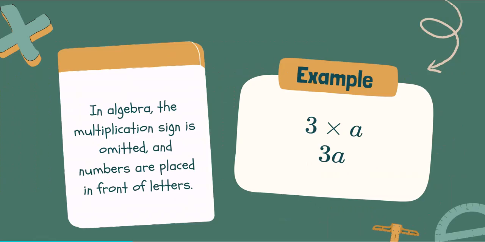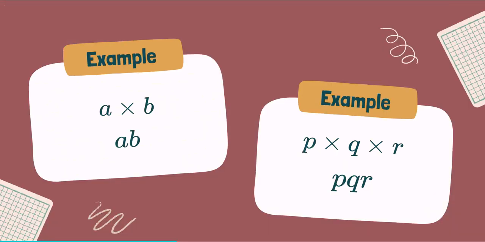In algebra, the multiplication sign is omitted and numbers are placed in front of letters, as you can see in the example. For example, A multiplied by B will be written as AB only, and P multiplied by Q multiplied by R will be written as PQR without any multiplication symbol or space.